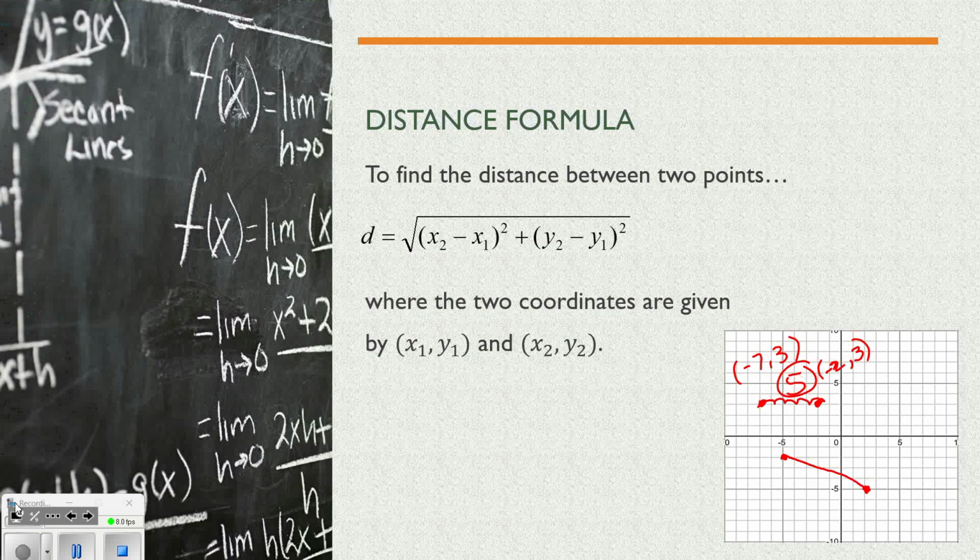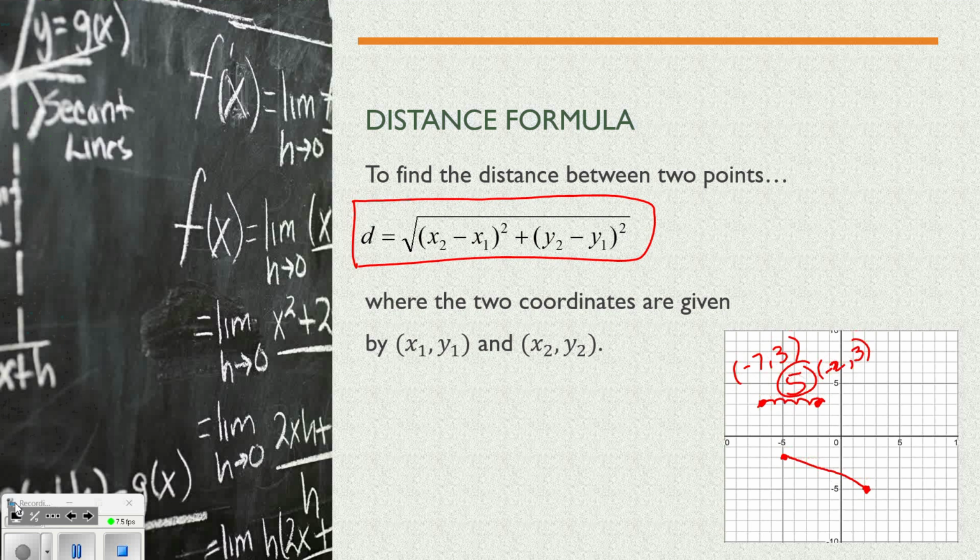But how do I count? Like, how many units over, how many boxes over do I go along this straight line? It's really hard to tell. I can't, because the line is diagonal, so I can't exactly tell. So an easy way to find this distance would be to plug into the distance formula.